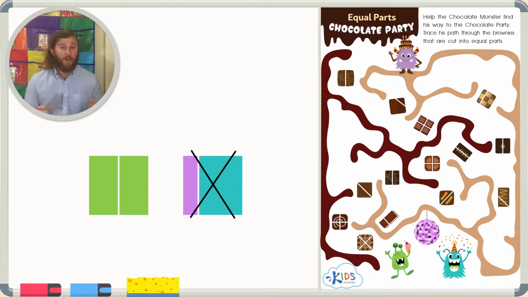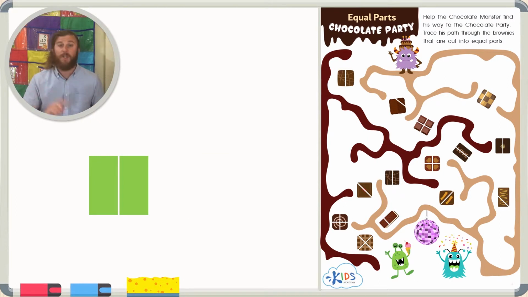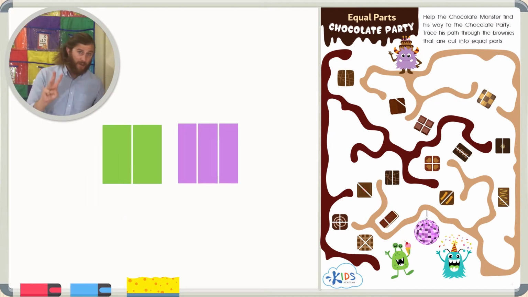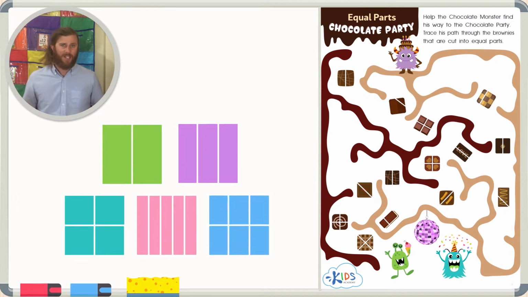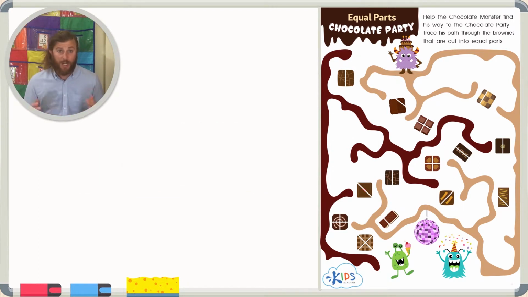Today, we're going to be looking for the shapes that are cut into equal parts. Now, it doesn't just have to be two equal parts. It could be cut into 3, 4, 5, 6, it could be cut into any number of parts, as long as each one of the parts are exactly the same size. So let's take a look at our worksheet maze, read the directions, and get started right away.